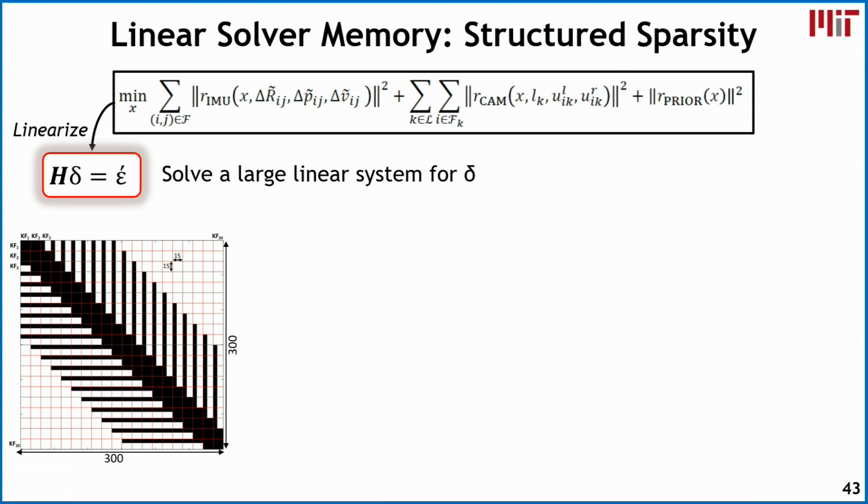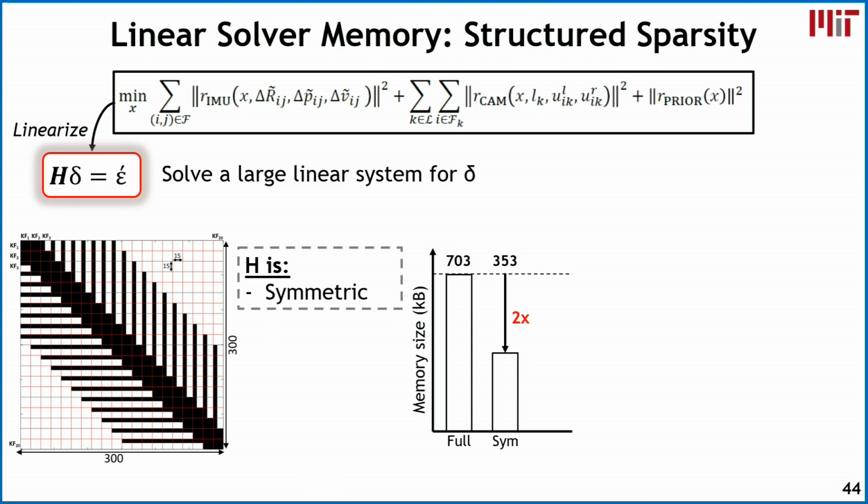So let's start with the structured sparsity itself. When we look at the linear solver memory, in particular when we're solving that very large nonlinear optimization, we can solve it by linearizing it into a large linear system of equations. Shown here is the Hessian matrix: H times the state update delta equals epsilon. We want to solve this equation. On the left-hand side is the Hessian matrix itself, which is 300 by 300. The size of this matrix is dictated by the size of the horizon, so how many frames, or how many keyframes in particular, we are optimizing across at a given time.